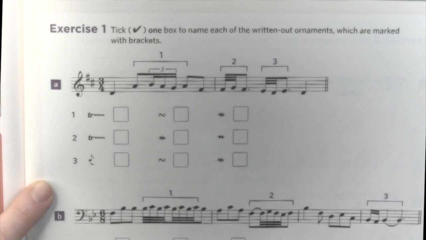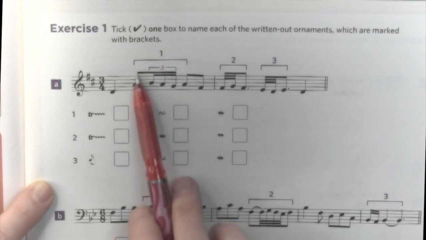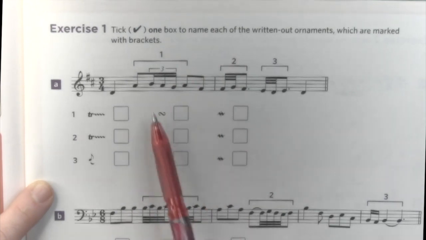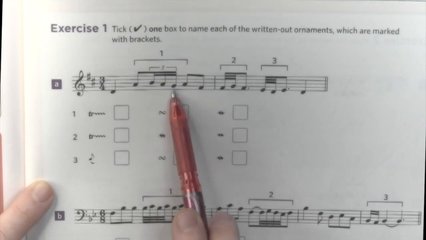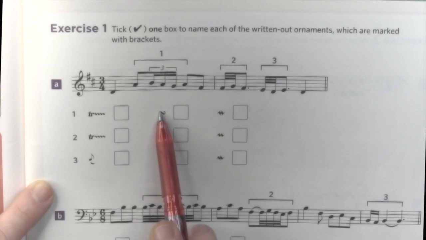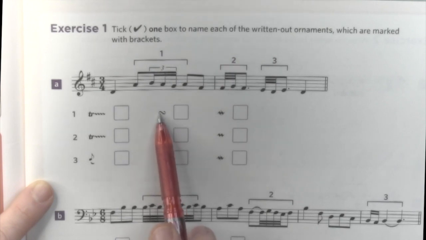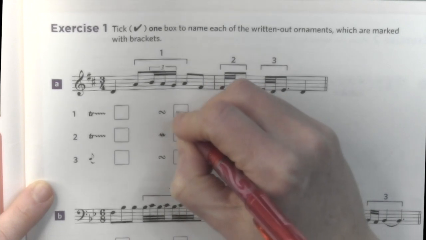In exercise 1, we need to tick the box that shows the correct symbol of the ornament that has been written out, developed, basically. In the first one, we have the note, the upper note, note, lower note and note. And then if you can see, the gruppetto or turn has exactly this shape: note, upper note, note, lower note, note. So the answer is gruppetto.